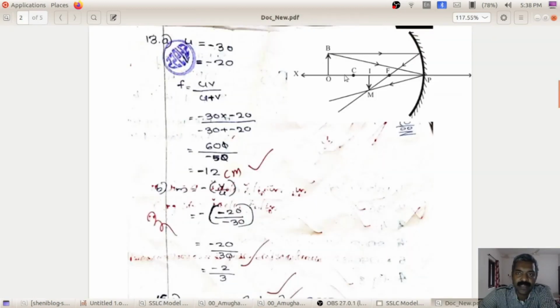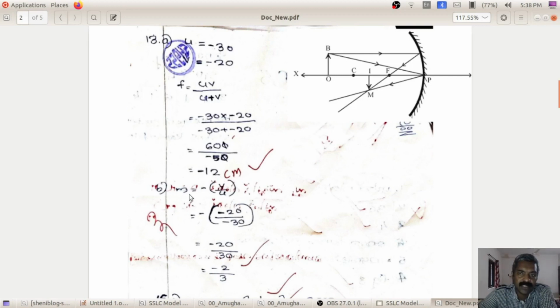The object is placed in front of the mirror, so u is equal to minus 30. The image is formed here, and the distance from pole v is equal to minus 20 cm. So the focal length of this mirror can be calculated using this equation: f is equal to uv divided by u plus v. Substituting these values, the focal length is equal to minus 12 cm.